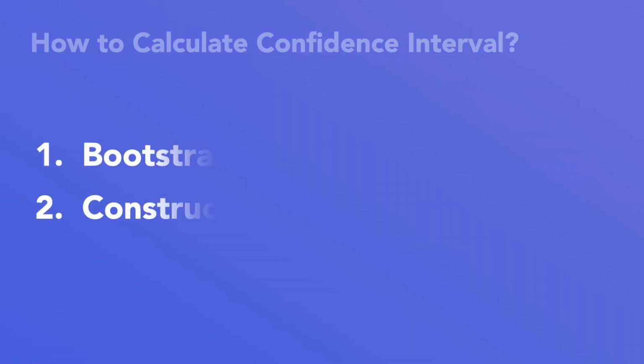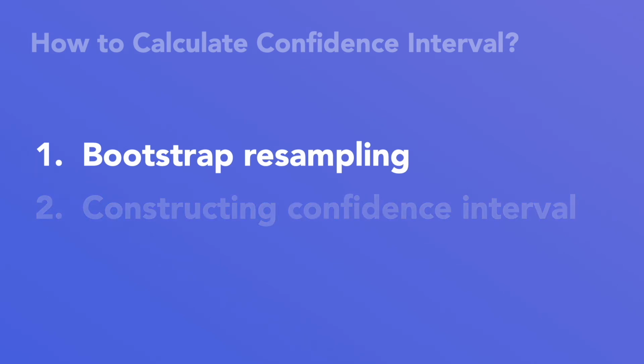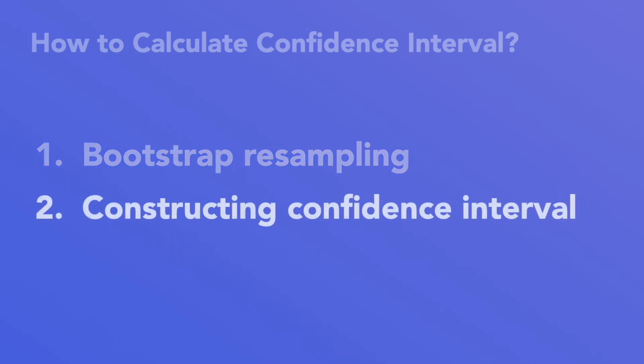In summary, we need 2 steps to calculate confidence interval. The first step is bootstrap resampling, and the second step is constructing the confidence interval from the results obtained in the first step. And notice that this is just a toy example. In the real-world case, we need a large amount of samples to do bootstrap.